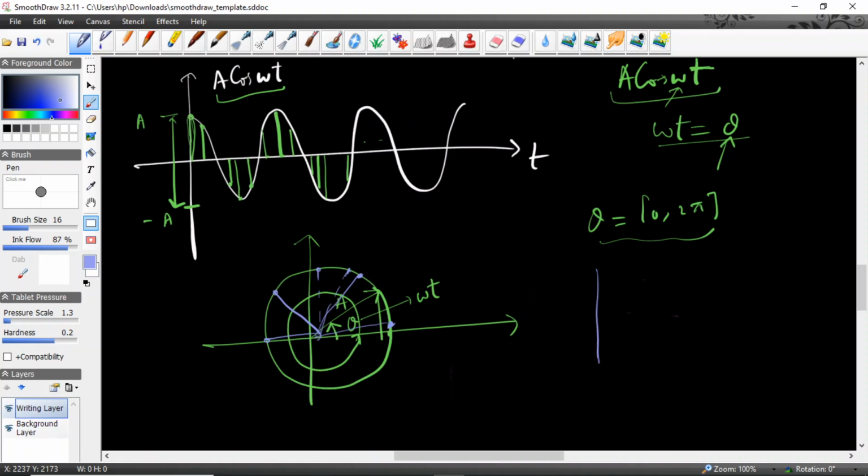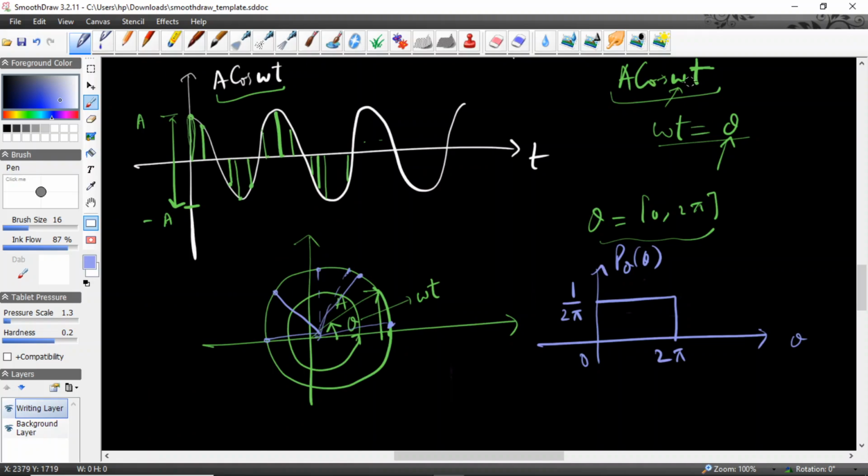So I can say that the probability density function of theta, which I write as p theta of theta, will be uniform between 0 and 2 pi, 1 by 2 pi, because the area of the PDF has to be 1.